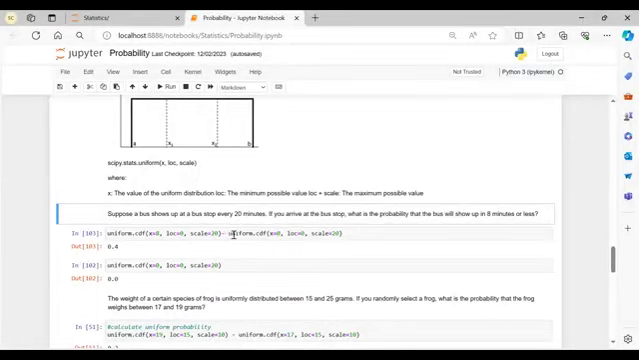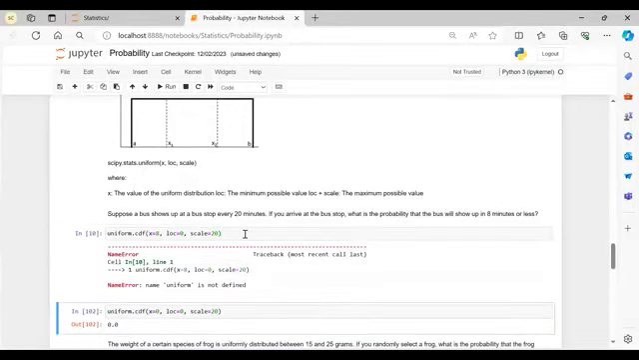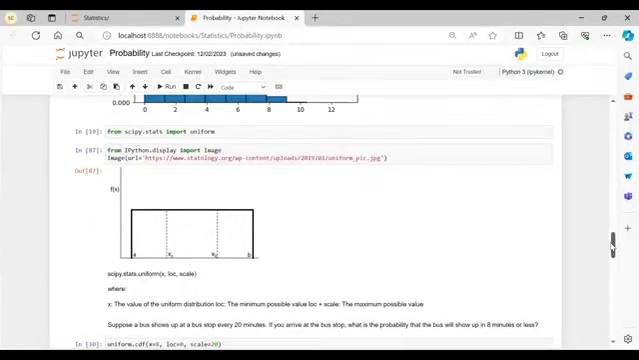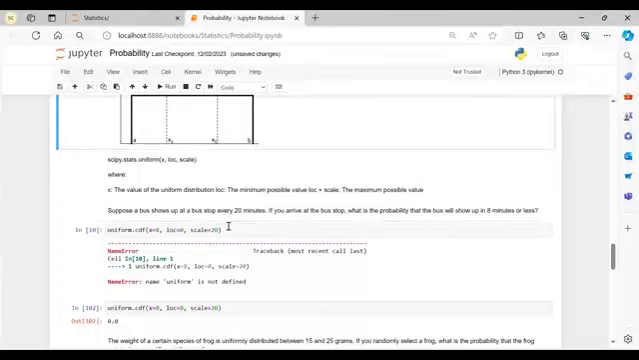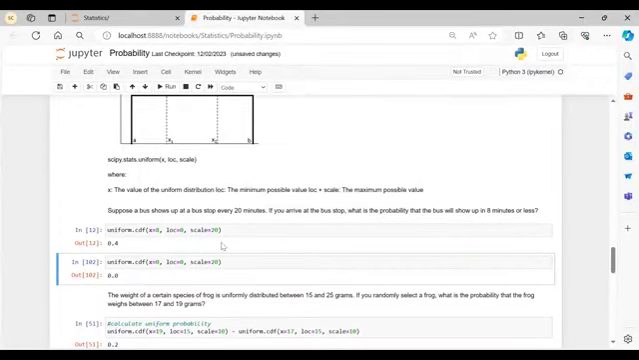If you say 8 minutes or less, we'll just take this CDF function and say x equal to 8. Okay, so 0.4. So this loc means the starting point, 0. And scale means the range, from 0 till 20. That is the range we are talking about. And we are interested in x equal to 8 or less than 8 because we are talking about CDF.